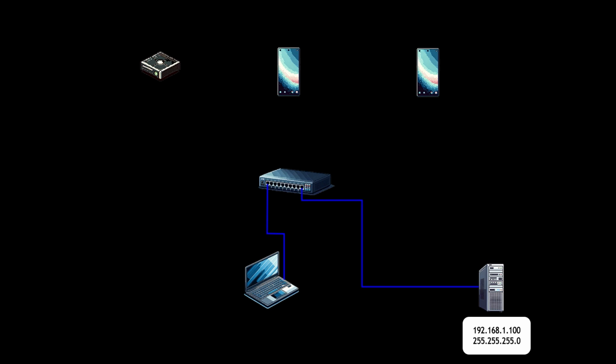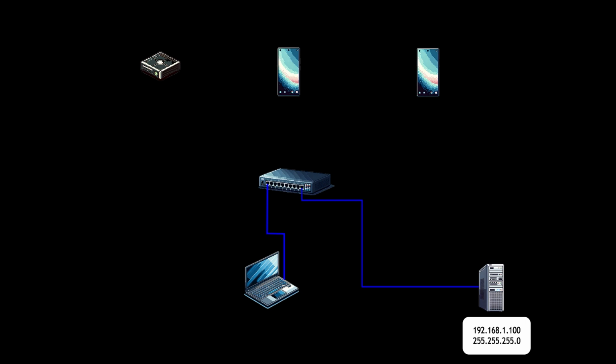In this case, our client is the machine or device that is making the request. In our diagram here, our client is the laptop computer. The first thing that happens after we open our web browser and type in the IP address of our server is for our laptop to check and see if it knows where to find our server. To do this, it checks its ARP table.